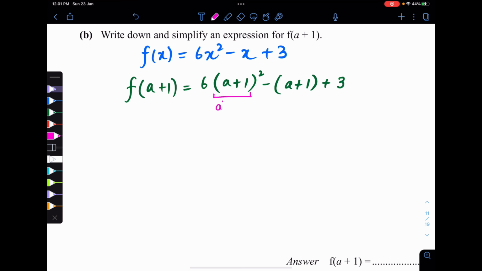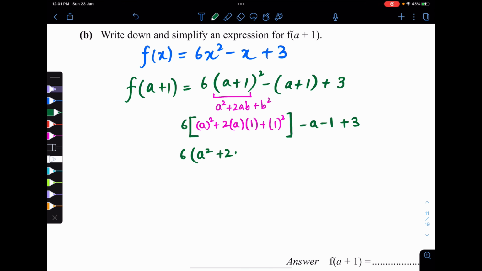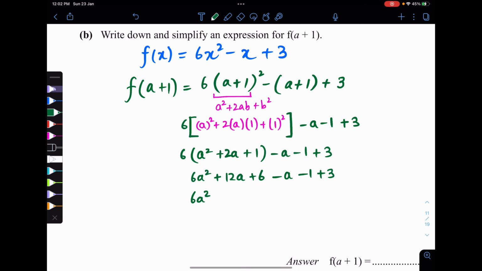This is going to be a squared plus 2ab plus b squared. So this is going to be 6 times a squared, plus 2 times a times 1, plus 1 squared, minus a, minus 1, plus 3. So 6 times (a squared plus 2a plus 1) minus a minus 1 plus 3. So 6a squared plus 12a plus 6 minus a minus 1 plus 3. So this will give us 6a squared plus 11a, and 6 plus 3 is 9, 9 minus 1 is 8. And this is our final answer.